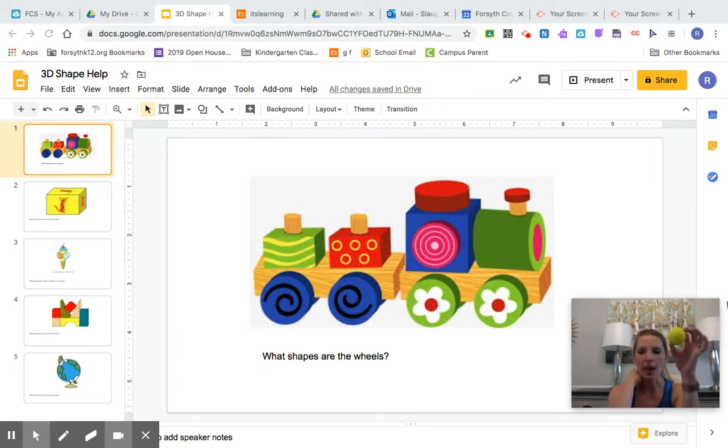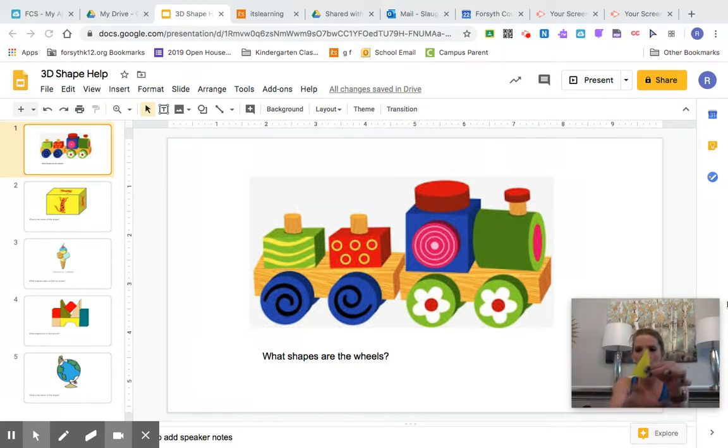And I like to say some kids want to call it a spear, like a long stick with an arrow at the end, like you would spear a fish. It's not a spear, it's a sphere. Sphere, that's how you say that. Balls are spheres. Our earth is a sphere. Okay, those are spheres.